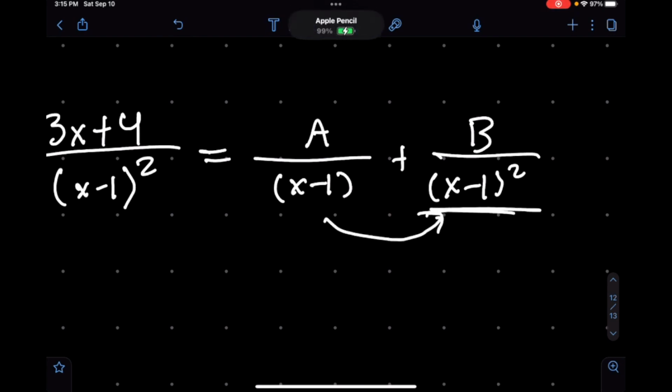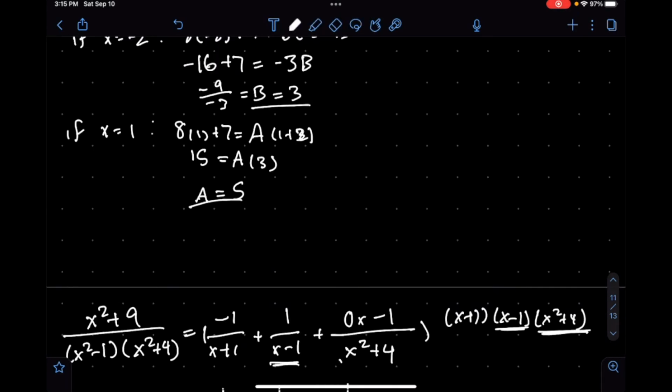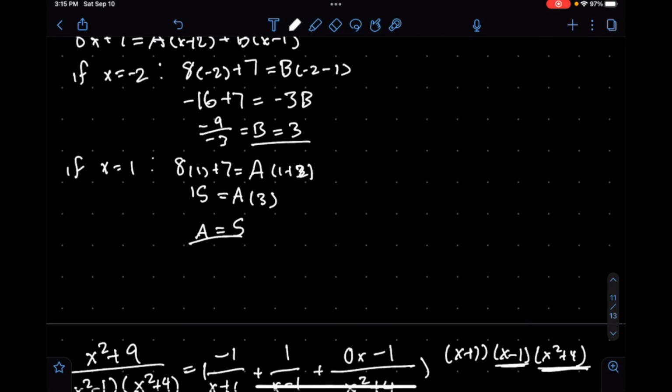Other than that, the integration should be the easy part of this. It is the partial fractions where specific cases are made that you may need a little bit of help with.